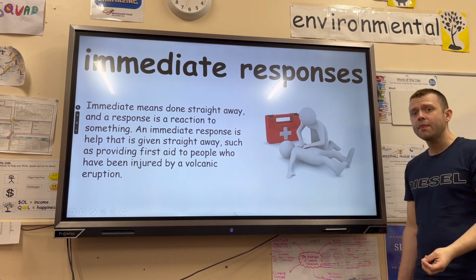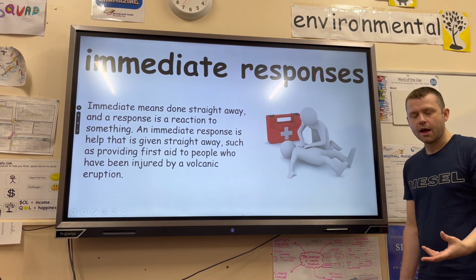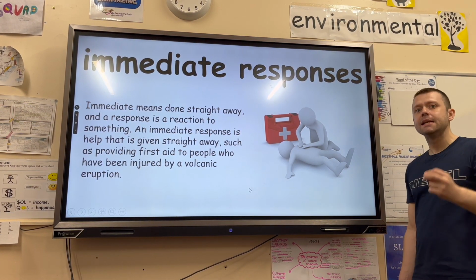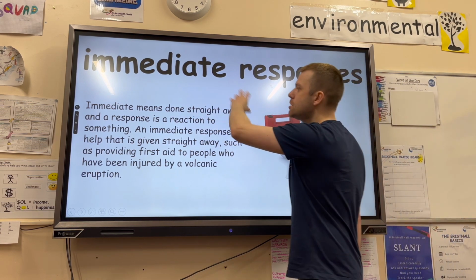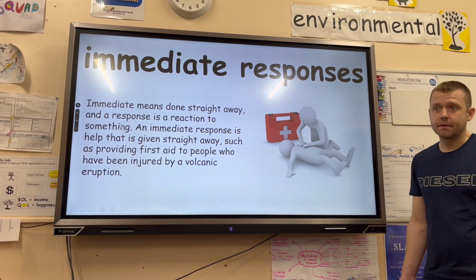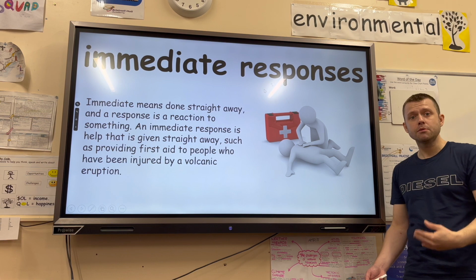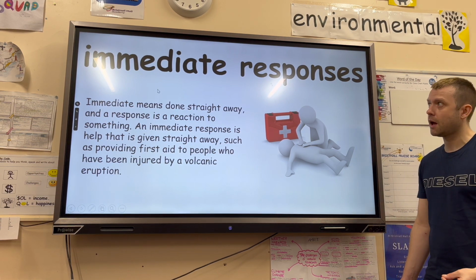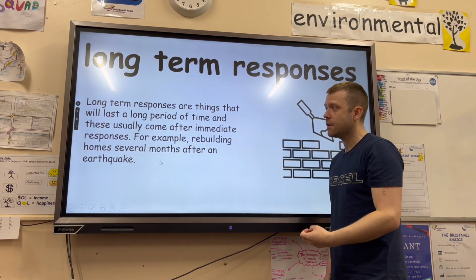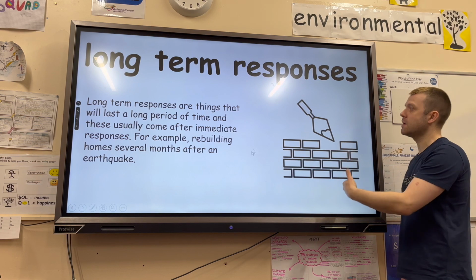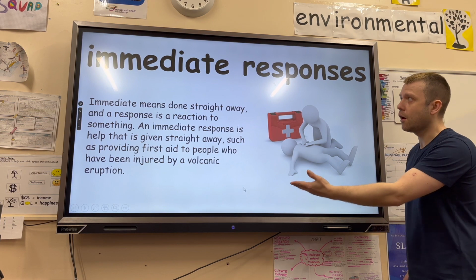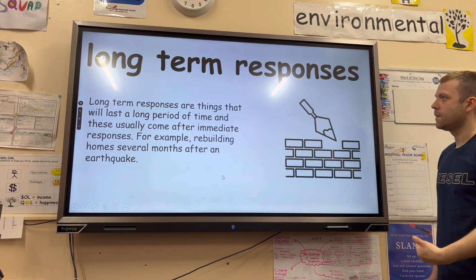Now, when there are these devastating effects of these tectonic hazards, we need to respond to them. Immediately means straight away. And an immediate response is something that's done straight away. For example, if somebody's trapped under some rubble and they can't breathe, immediately you're going to pull them out and give emergency medical care. Whereas the longer term response usually comes after the immediate response, and this will be things such as rebuilding. So the houses have collapsed, you grab people out first to save their lives. In the longer term, you rebuild the properties.